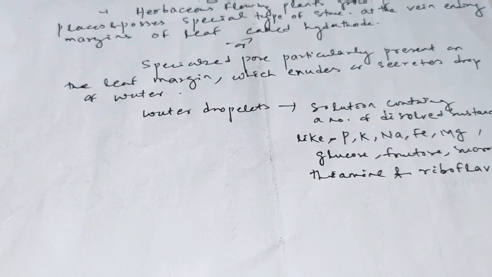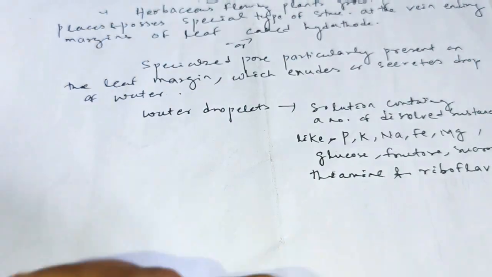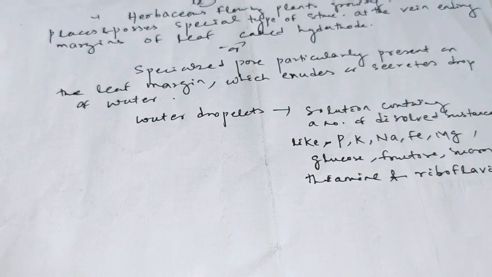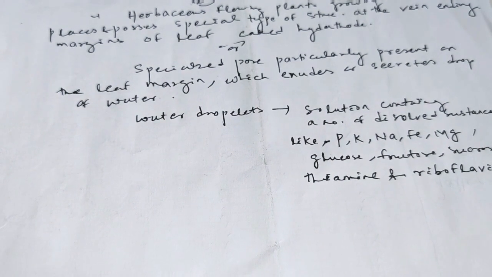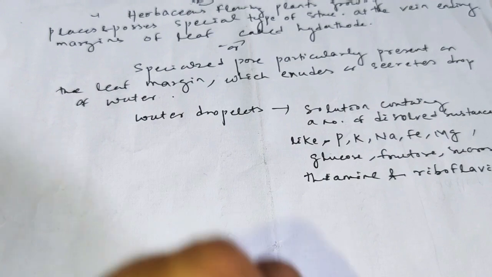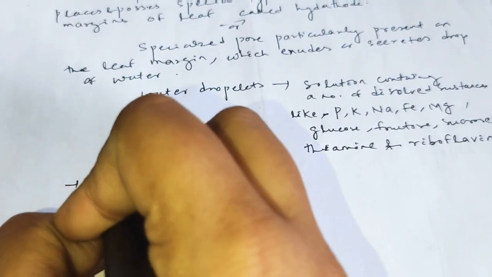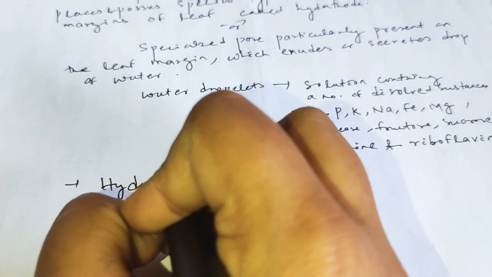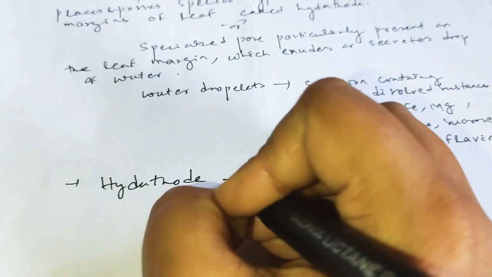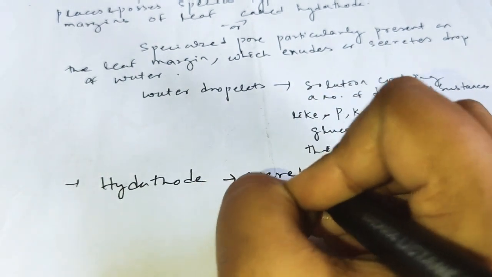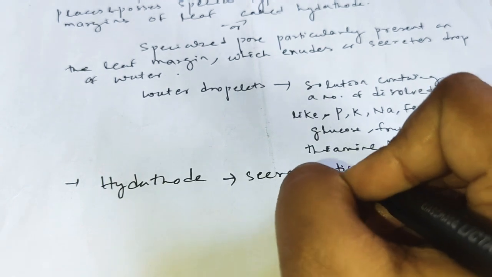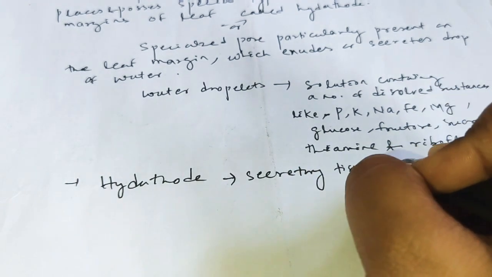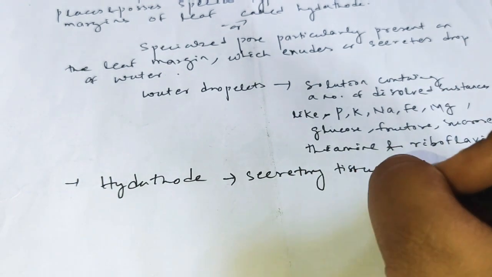Then come to the next point about the process. Mostly, coming to the point of hydatoids, the hydatoids are called a type of secretory tissue of the leaf.